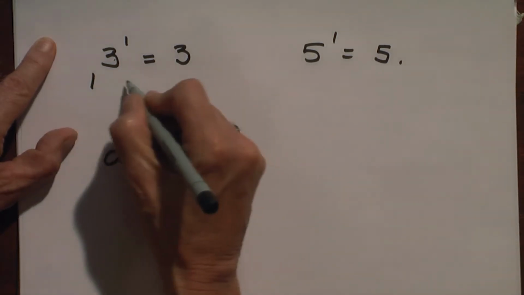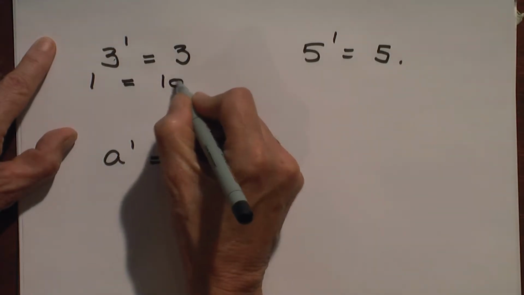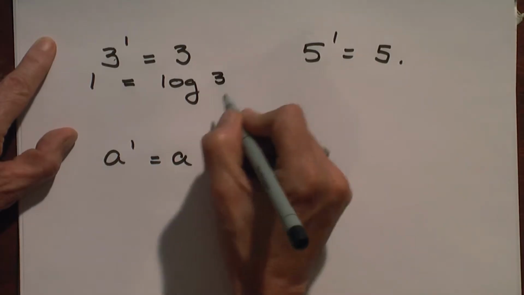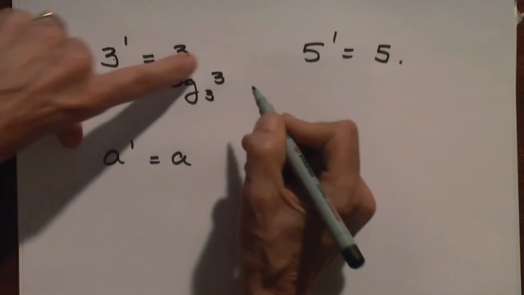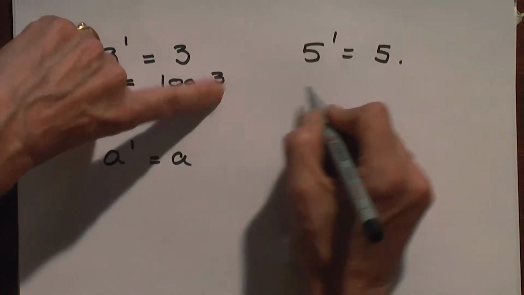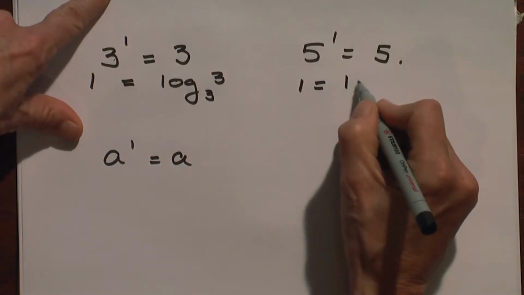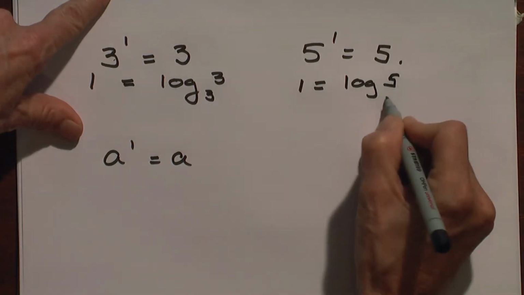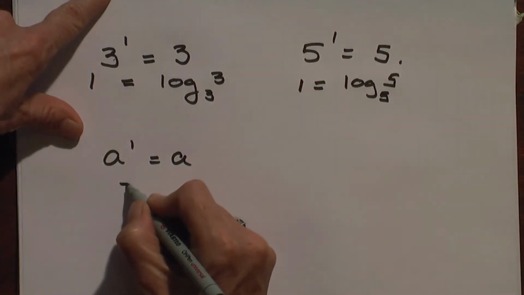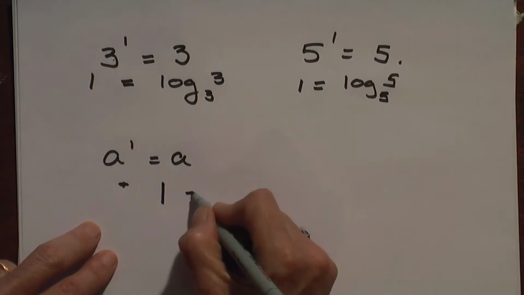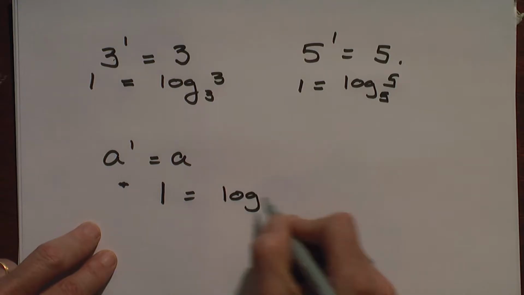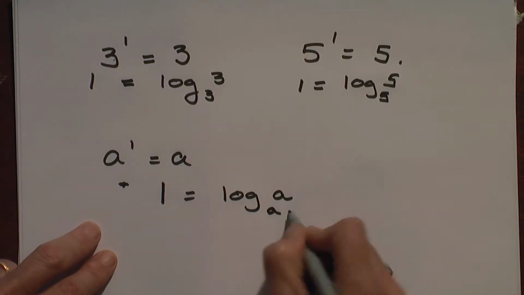Log form, 1 is log of 3, base is 3. Exponent, log. 1 is log of 5 to the base 5. So, hey, guess what? We've got our 1 of logs. 1 is the log of A to the base A. Now, I needed to show you that because to really understand logs, you have to understand that.